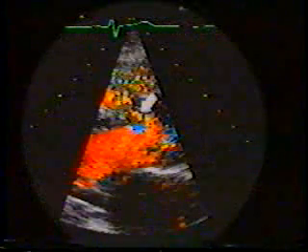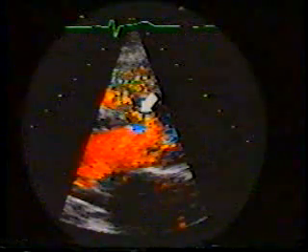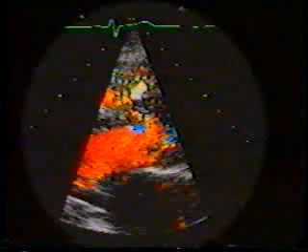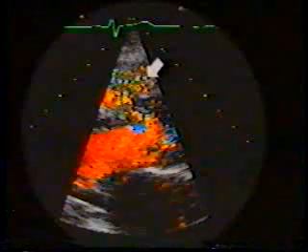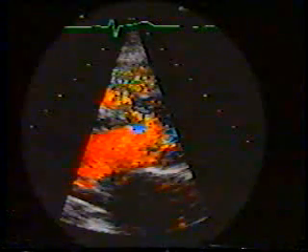In the color flow mode, the flow across the small VSD can be clearly seen, resulting in a splash of mosaic colors in right ventricle. Observe this in real time now.